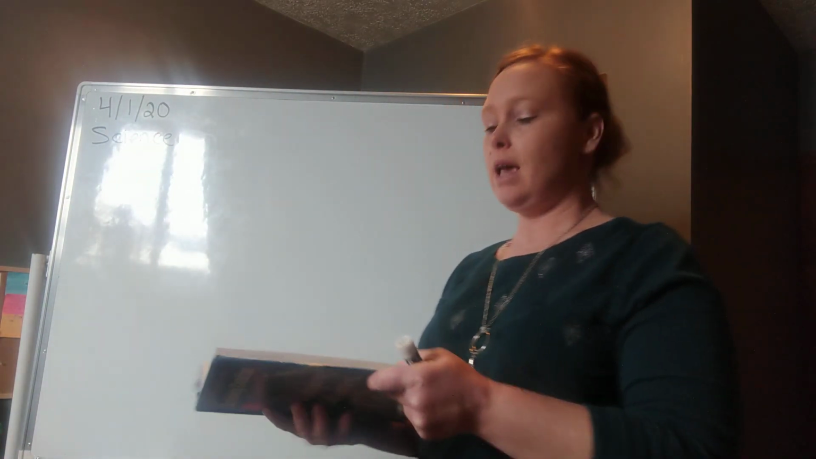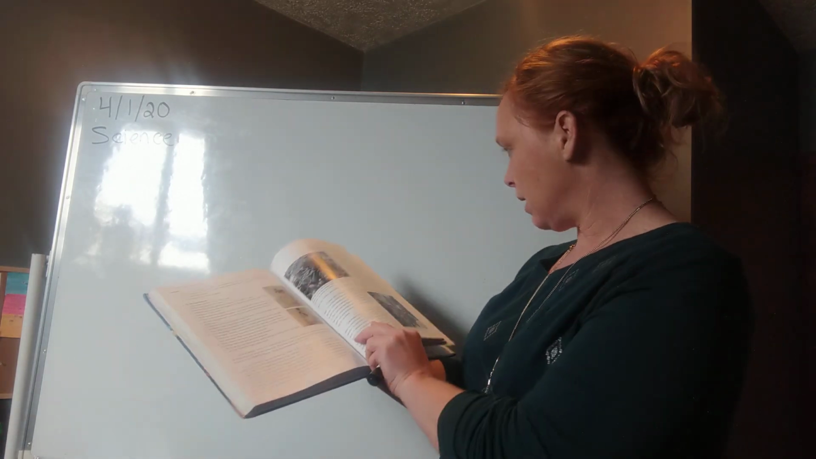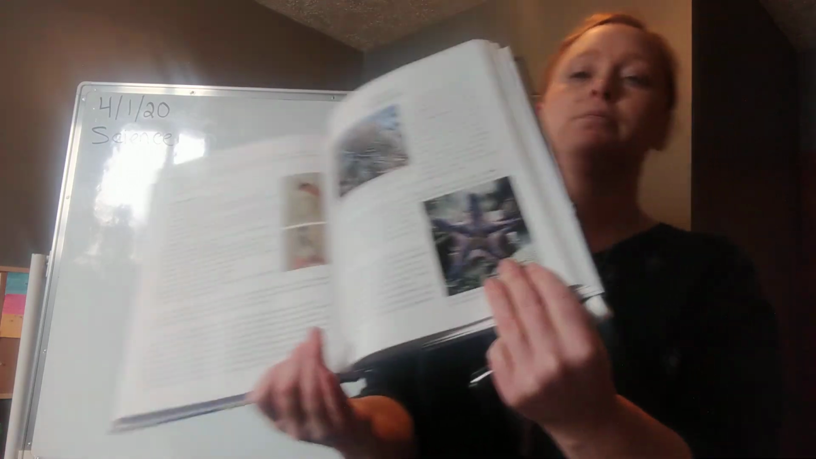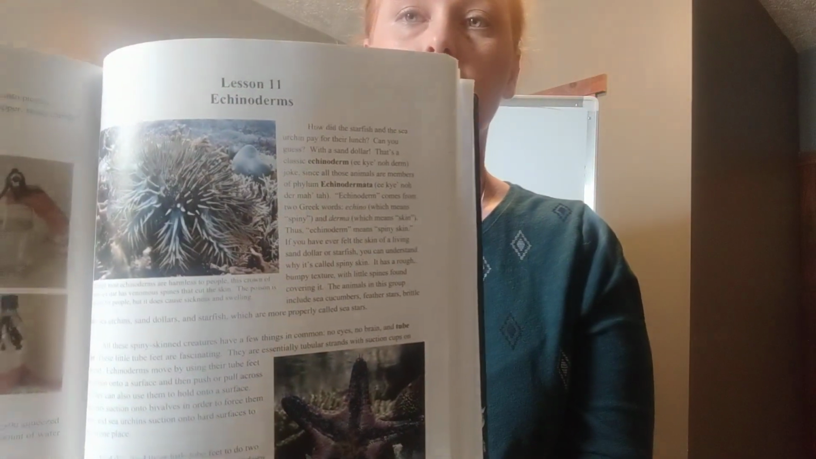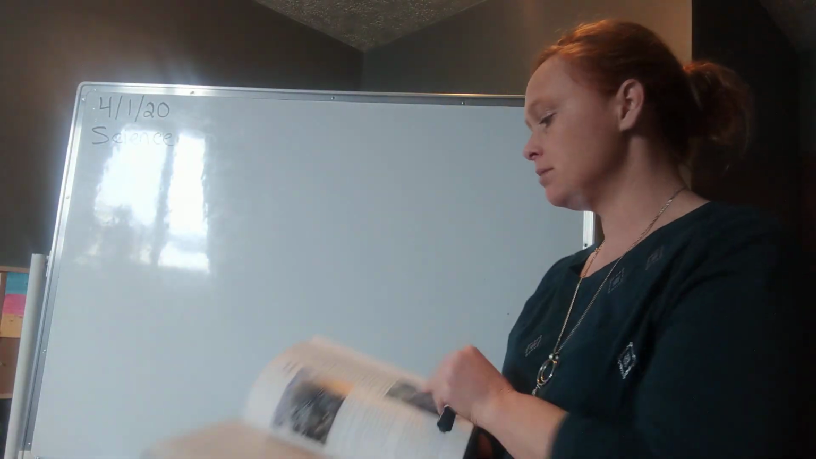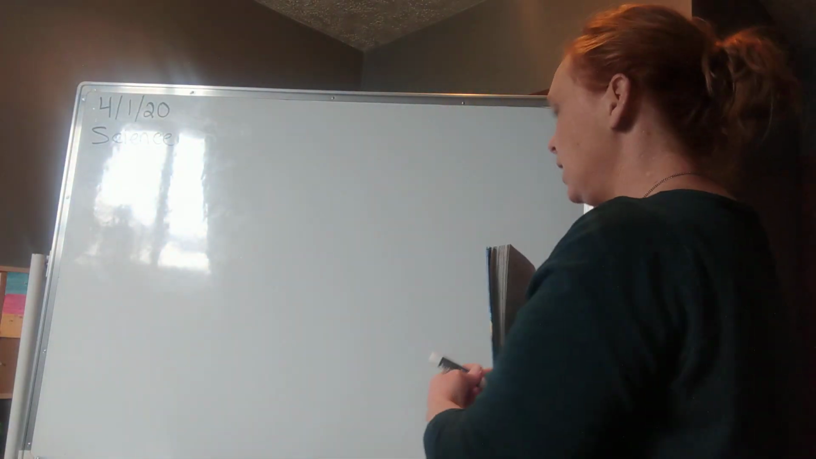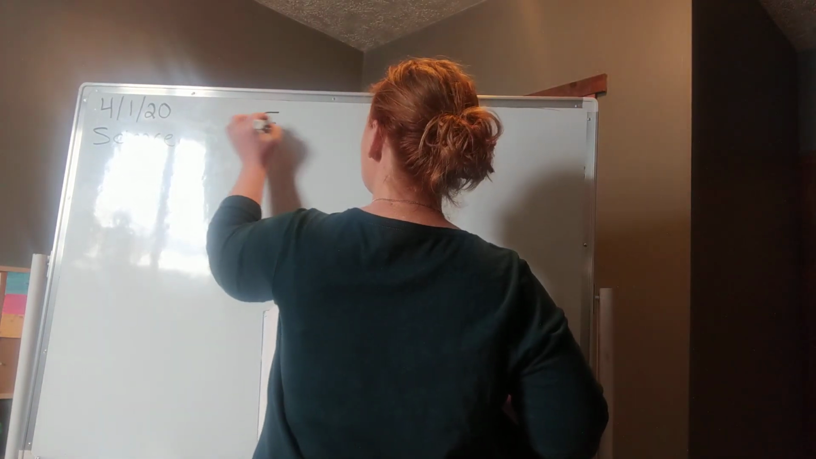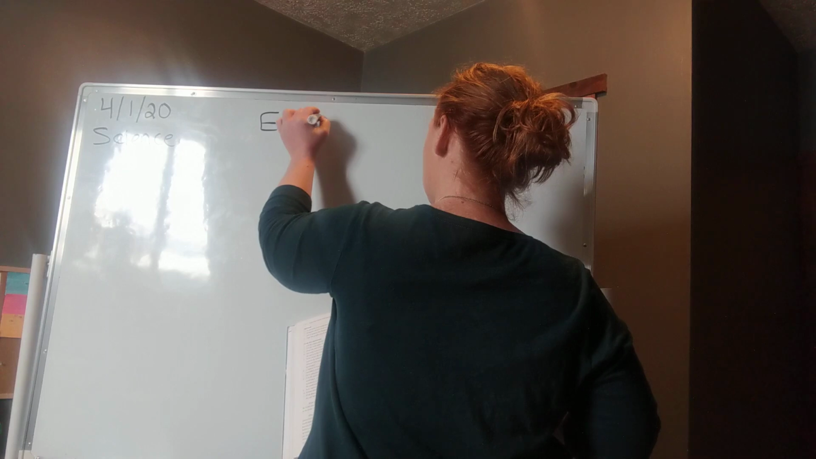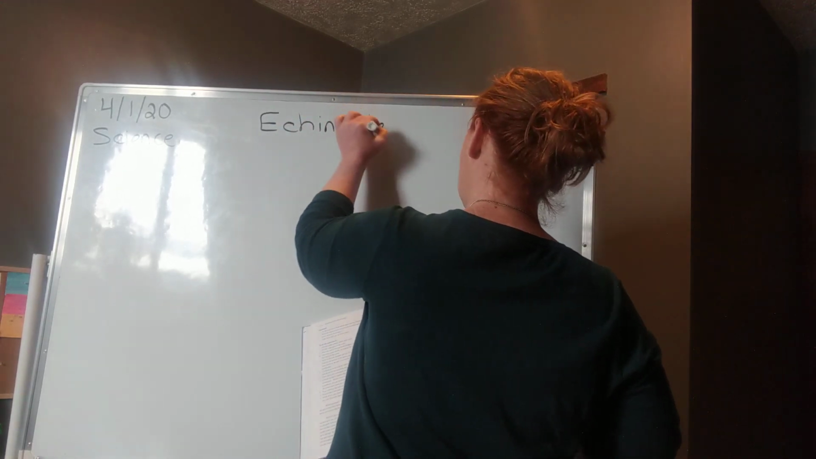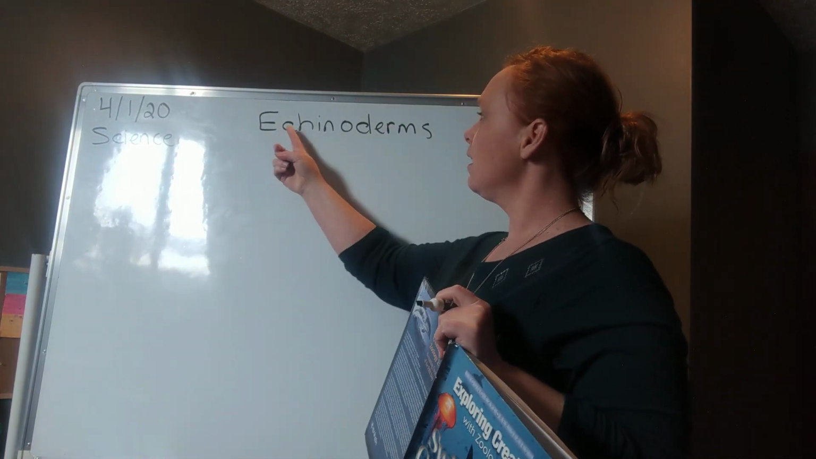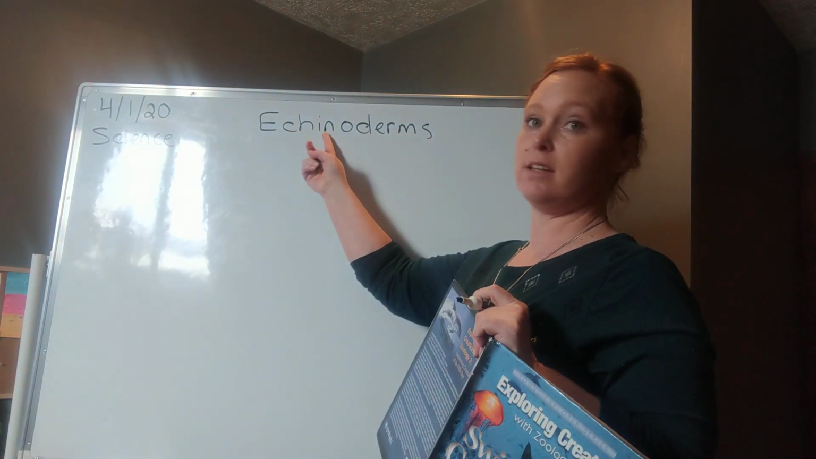So we are on lesson 11. We're approaching the end of the book, and if you are following along in your science book, I'm on page 173. Lesson 11, echinoderms. That's a big word to say, so let's go ahead and write that one down. And we'll practice saying it. It looks like chin, doesn't it?